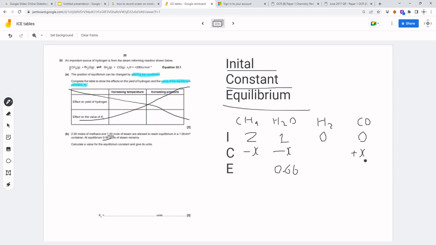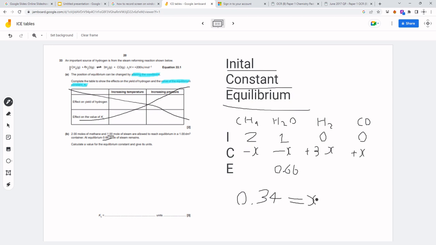But for hydrogen, it's a little bit different. It's a little weird because there's 3 moles of hydrogen. Instead of having a 1x change, we have a plus 3x change. Now, you don't have to be very good at maths to tell me that 1 minus x equals 0.66. Quickly solving for x, that's pretty simple. 0.34 equals x.